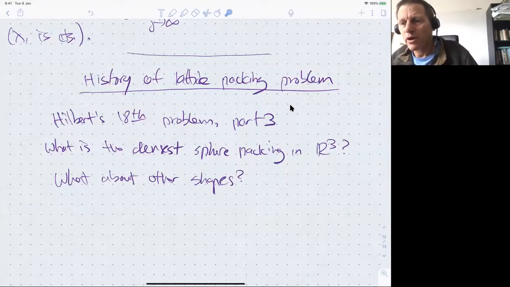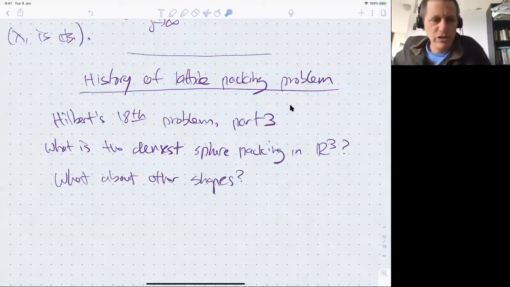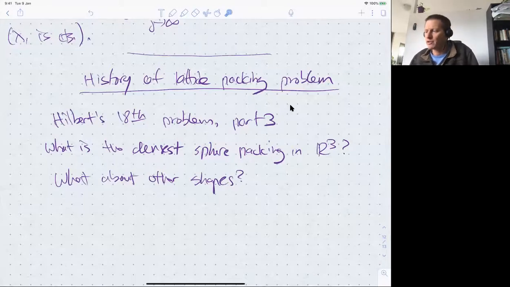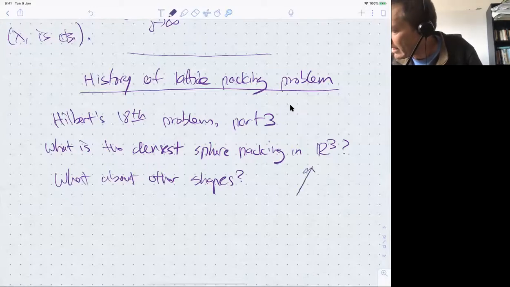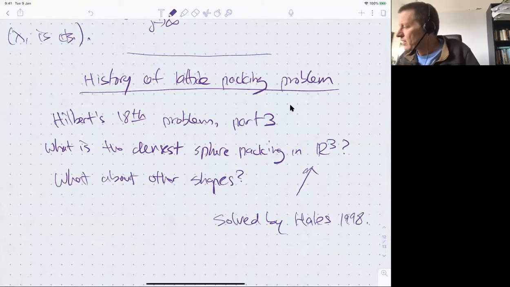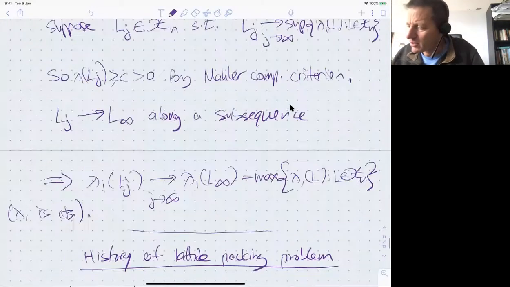The way the history of the problem works is that there's a bunch of results, a bunch of claims, and later generations find mistakes in the proof, and the proofs are very, very complicated. So the packing problem in dimension 3 was solved by Hales very recently, in 1998. I'm going to say a few words about that. So let me move up to show you some pictures.